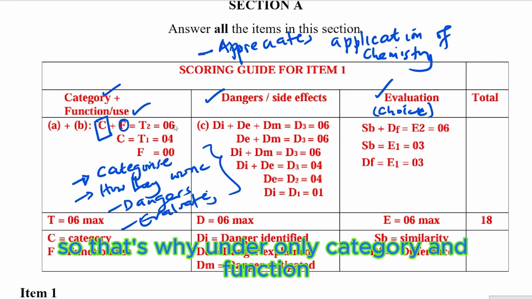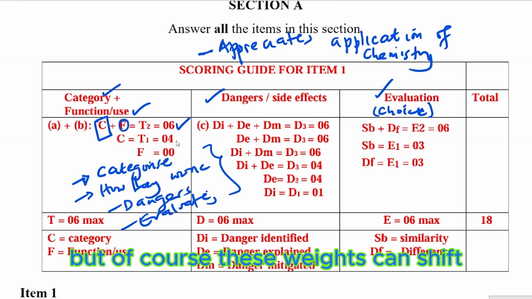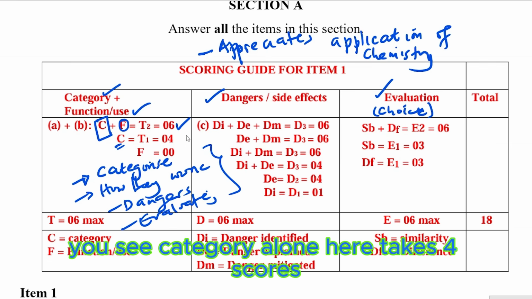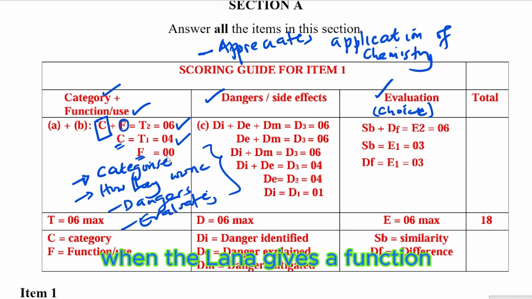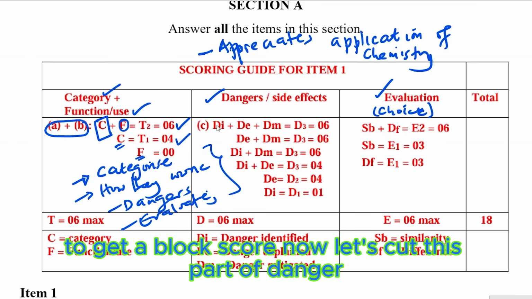So that's why under only category and function, the weight was 6 last year, but of course these weights can shift. You see, category alone here takes 4 scores. When the learner gives a function, it has no score on its own. So the category and function scores are combined to get a block score.